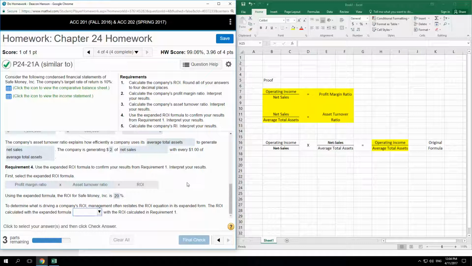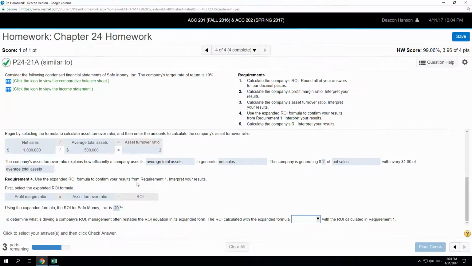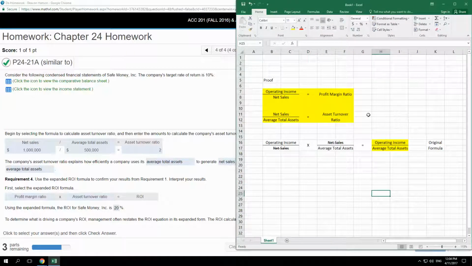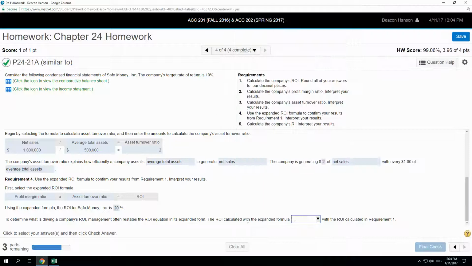Okay, and then what does it say here? It says, to determine what is driving a company's return on investment, management often restates the return on investment equation in its expanded form. Okay, that way you can zoom down on what actually is driving that figure, right? It's looking at it in more detail. The return on investment calculated with the expanded formula agrees to the ROI calculated in requirement 1, and we just showed how it does.